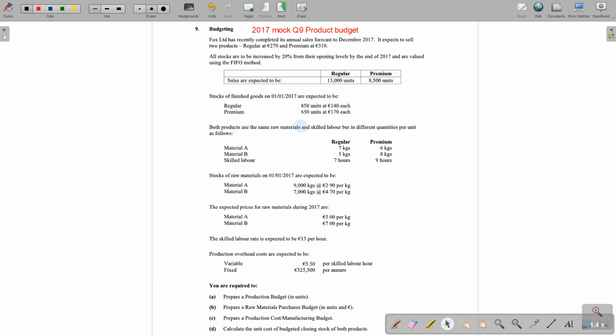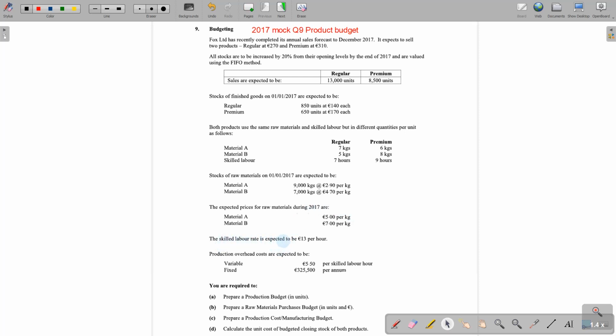Both products use the same raw materials and skilled labor, but in different quantities per unit as follows. So this will more than likely be the case. It always seems to be the case with these questions. So regular, premium, material A, material B, skilled labor hour. Stock of raw materials on the 1st of 1st 17 are expected to be material A, material B, 9,000, 7,000, and note the prices as well. The expected price for raw materials during 2017 are 5 and 7, so they have increased a good bit from the end of 2016 to the beginning of 2017.